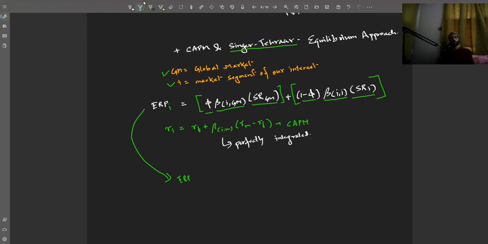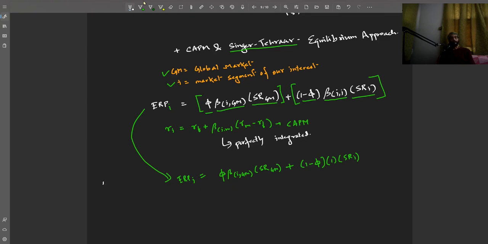Equity risk premium of the market segment I is equal to level of integration phi multiplied by beta of the market segment I with respect to the global markets multiplied by the Sharpe ratio of the global markets plus level of segmentation, 1 minus phi. This is the opposite of integration with the global markets. 1 minus phi multiplied by beta of the segment of the market of our interest with itself, which is 1, multiplied by the Sharpe ratio of that market segment. Now this can be rewritten in the following way.